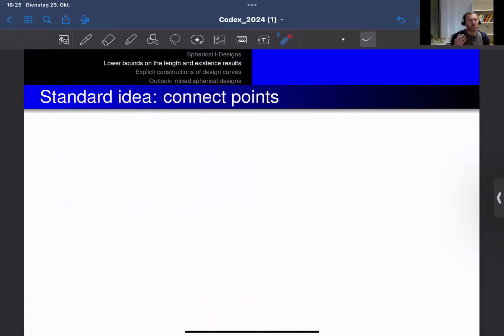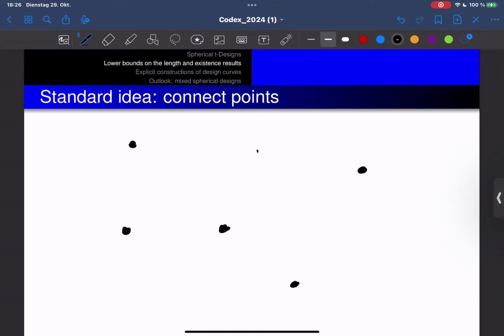What could be a reasonable idea how to construct an asymptotically optimal length curve? Well, we already started with t-design points in our proof, and we looked at circles around each point. An even more straightforward idea would be, well, if I have a t-design, I have a few points.